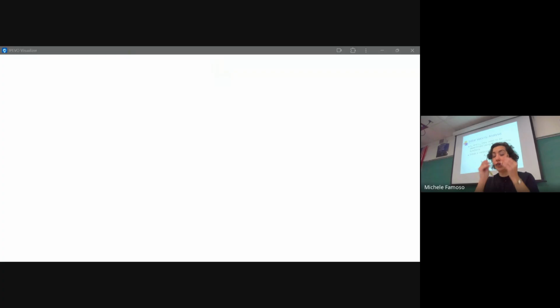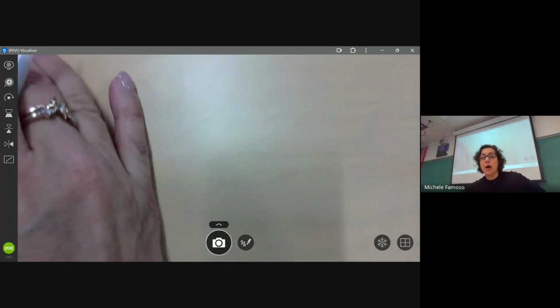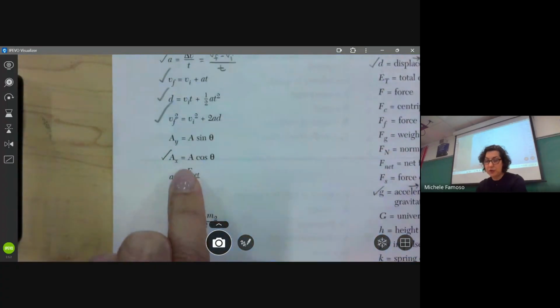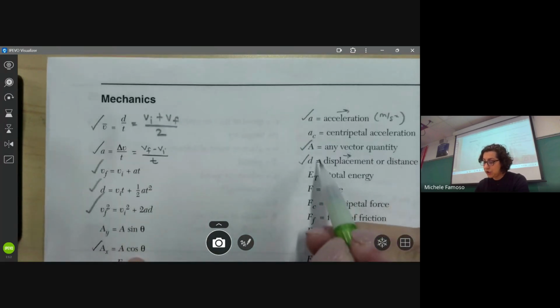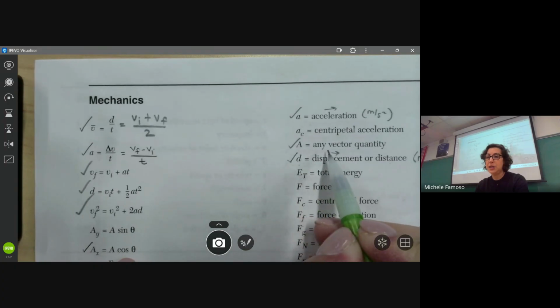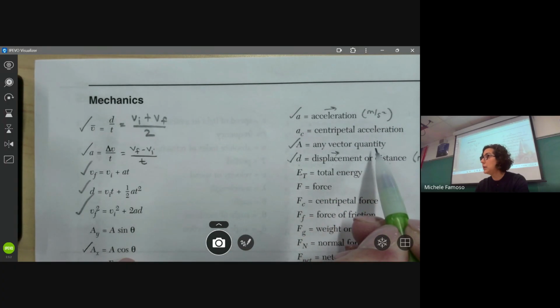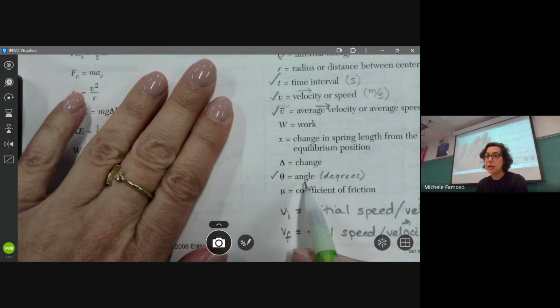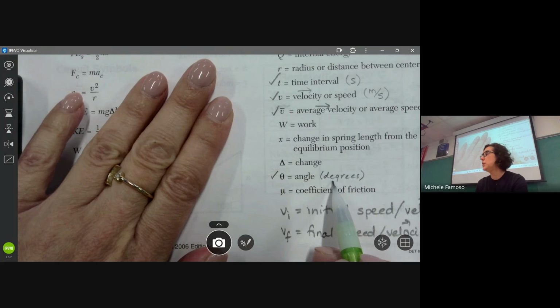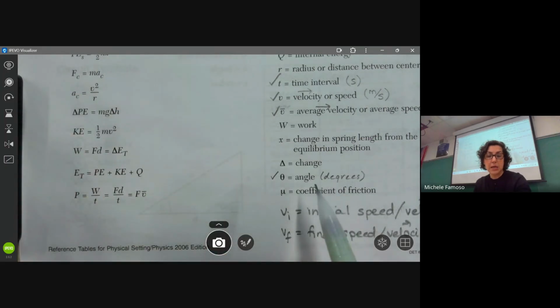So let me show you what you should have just checked off to make sure you're doing it right along with me. So on page 6 of your reference table, you should have just checked off that equation. AX is A cosine theta. You should have checked off the capital A, standing for any vector quantity, like displacement, velocity, or acceleration. And then you should have checked off the angle theta down here, and that will always be measured in degrees in this class. Okay? Now, that will help you get the horizontal component.